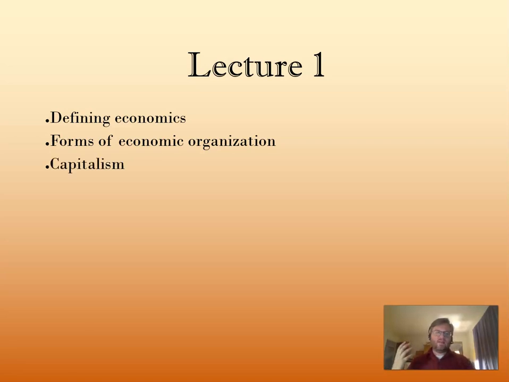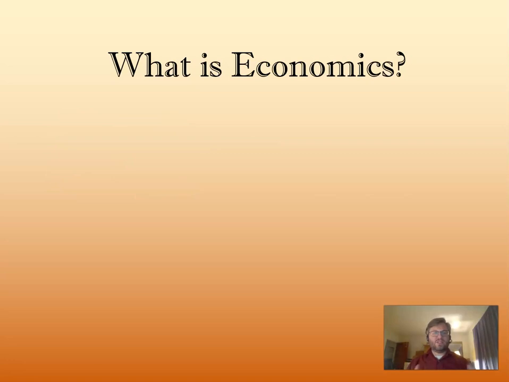Then we're going to go into a little more detail about the specific form of economic organization that we live in, the dominant form of economic organization in our world today, which is capitalism. So we're going to look at what exactly we mean by capitalism. How does it differ from other possible types of economic organization? What are some of its distinctive features? And then finally, we're going to bring the geography part into it and say, what do we mean by economic geography? So, to start off, what is economics?